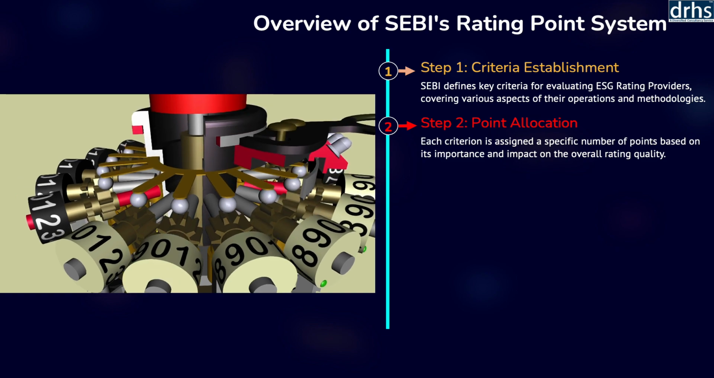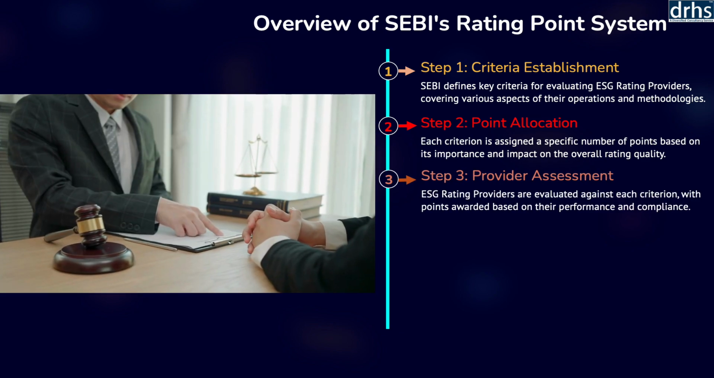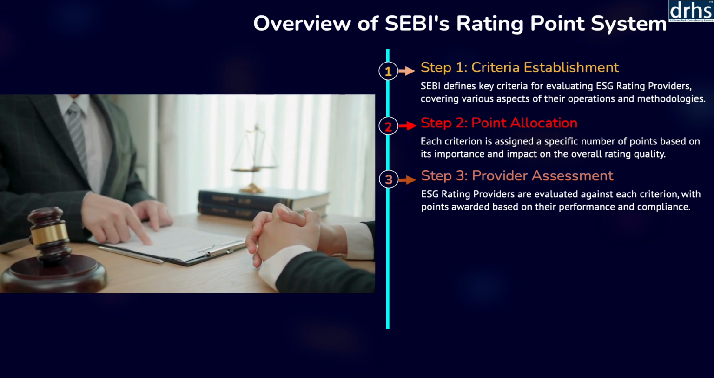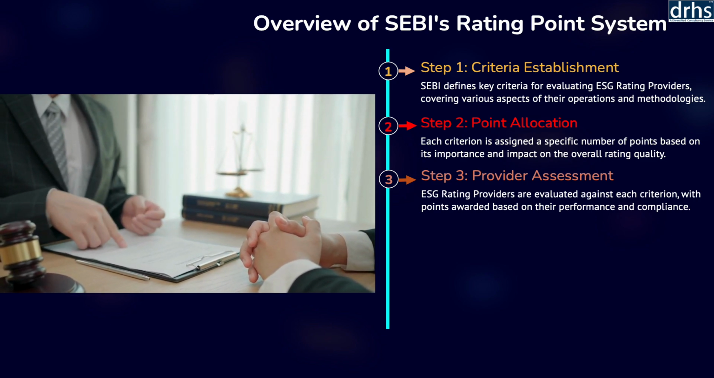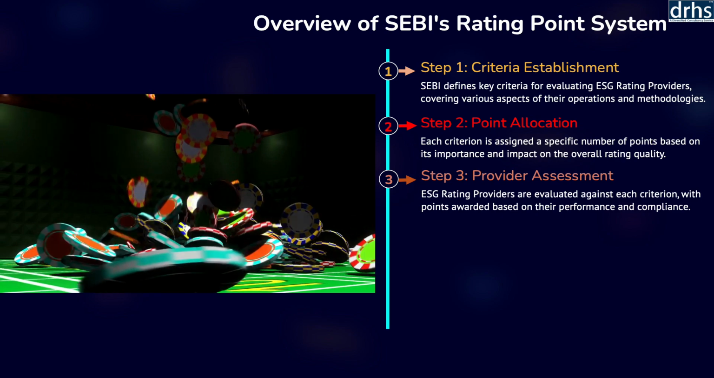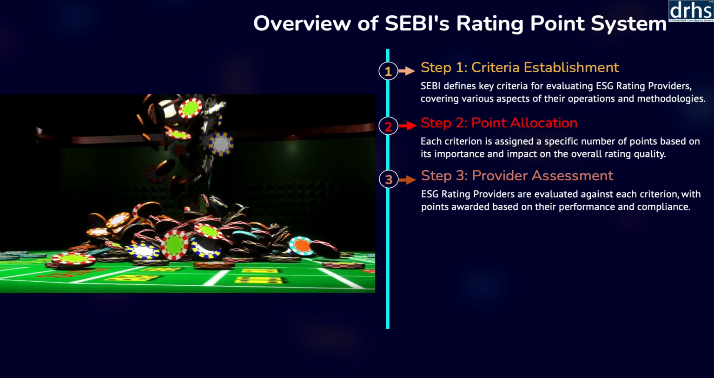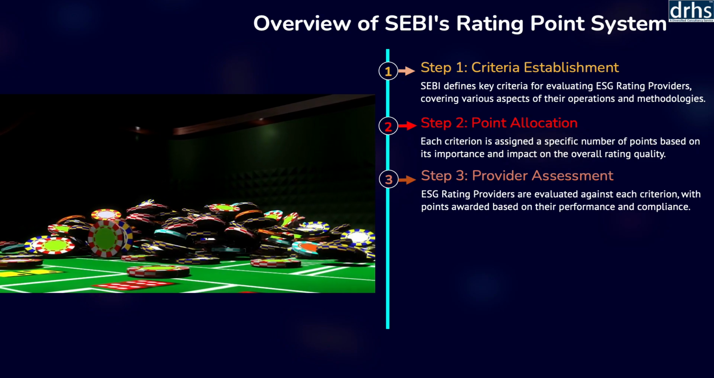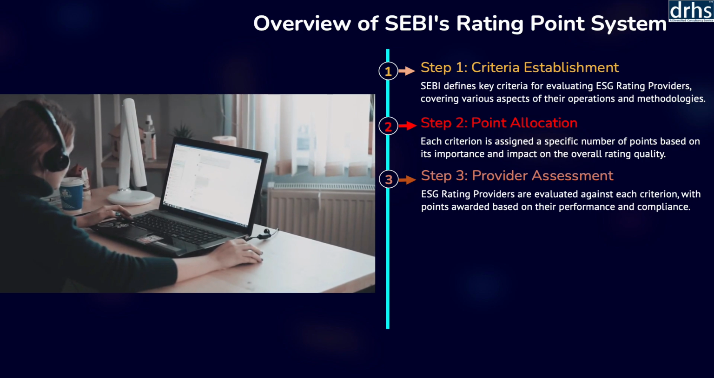The next point we are going to discuss is the provider assessment. ERPs are assessed against each criterion through a rigorous evaluation process: ERPs submit detailed documentation and evidence for each criterion, and a SEBI-appointed evaluator reviews the submission and may conduct on-site visits or interviews. Each criterion is scored based on the ERP's performance and evidence provided, the evaluator provides the justification for the score assigned, and ERPs may be given the opportunity to provide additional information or clarification.